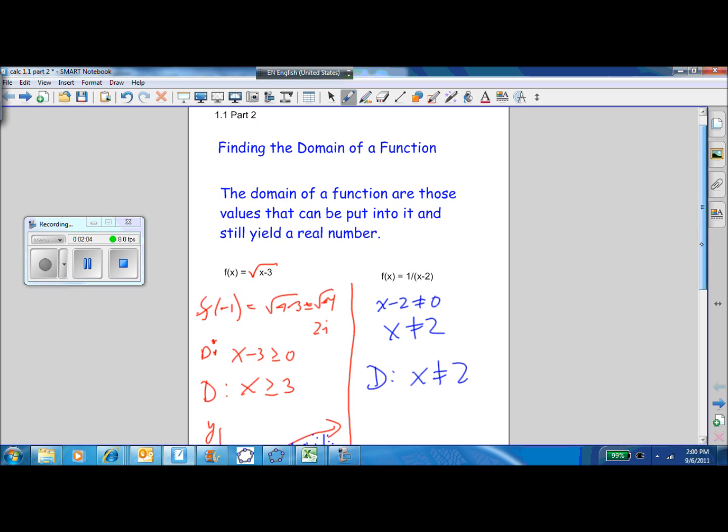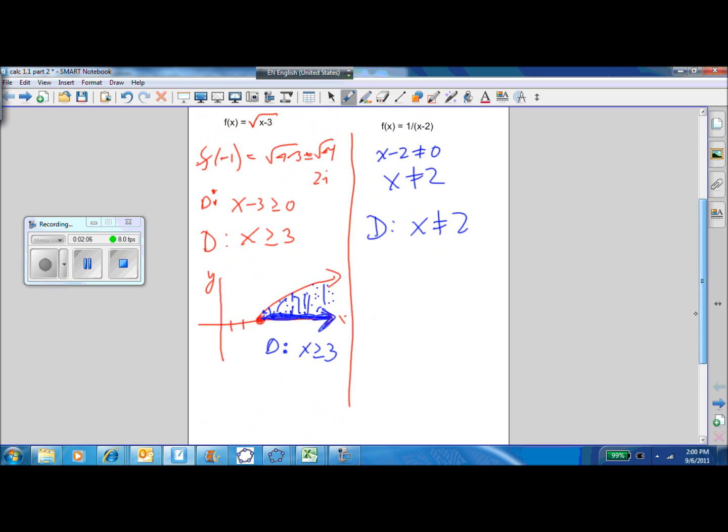And as we look at the picture, we'll study how to graph these later on. 2 is going to be a vertical asymptote, with a horizontal asymptote at 0. 0 goes to negative a half. And we get something that looks like this. It's a hyperbola, with the horizontal asymptote here and the vertical asymptote here.